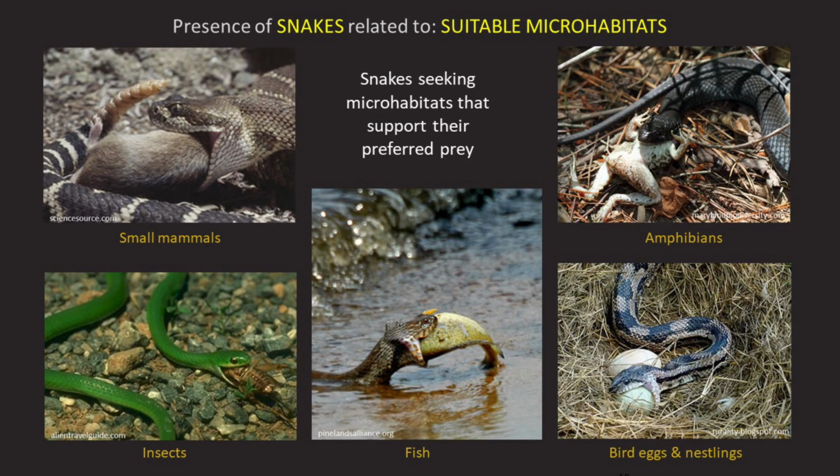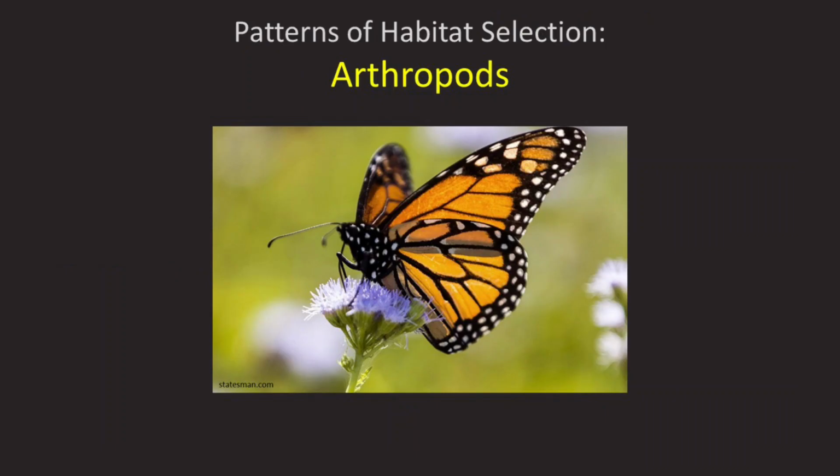Snakes also spend a large portion of their time in the microhabitats where their prey are most likely to occur. Most of our largest snakes eat small mammals, bird nestlings, and bird eggs. Most snakes eat amphibians, and small snakes, including garter snakes, smooth green snakes, and ribbon snakes, eat insects.